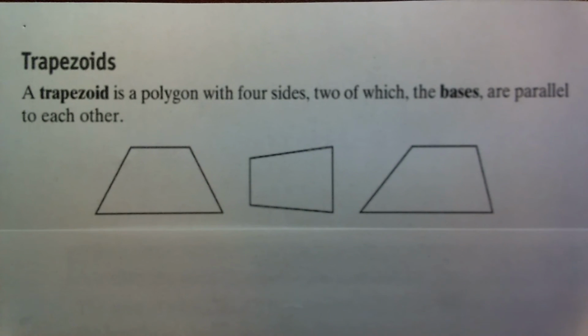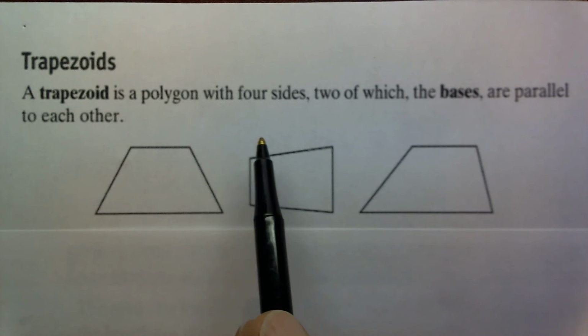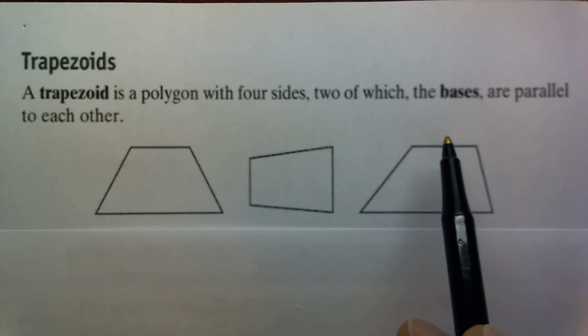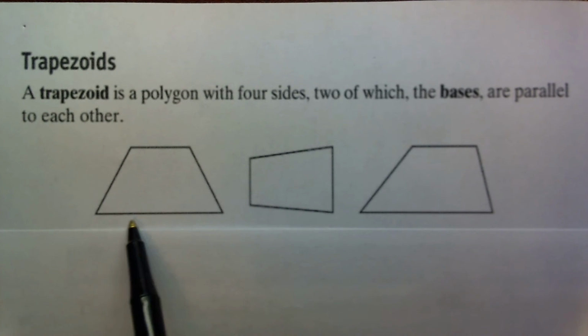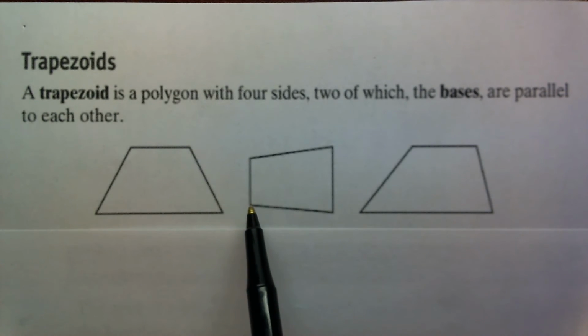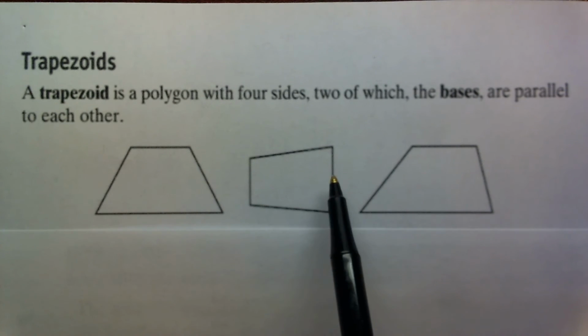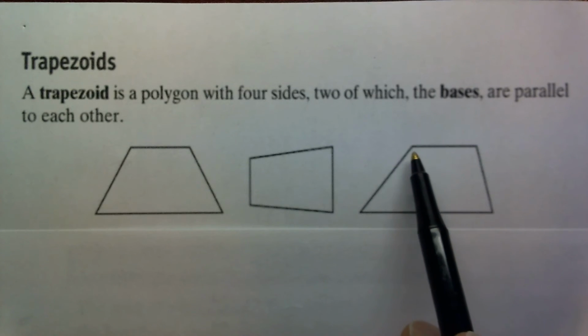The next geometric figure we're looking at is trapezoids, and the trapezoid is a polygon with 4 sides, 2 of which, called the bases, are parallel to each other. So here we have the bases here and here. In this case, the bases are vertical, and here the bases are horizontal.